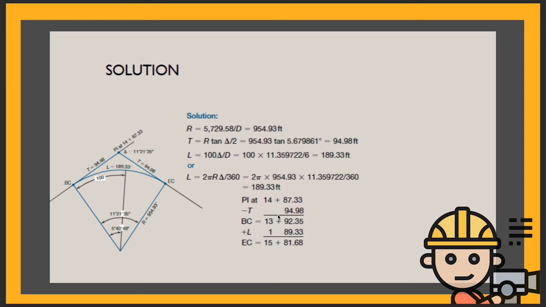so here's the solution for that. Point of intersection at 14 + 87.33 minus the tangent 94.98, which the answer is 13 + 92.35. To get the EC, you need to add the length, which is 189.33, and here's the answer for EC, 15 + 81.68.